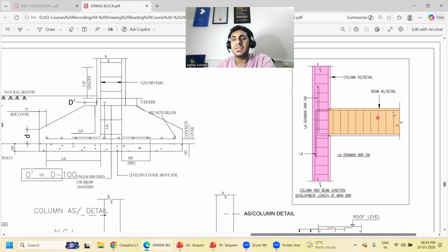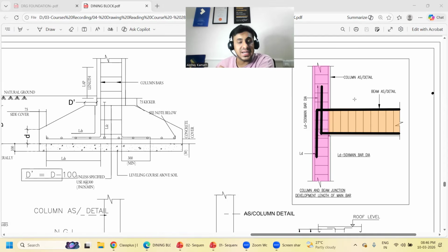So what is development length? Say this is my column and this is my beam. Usually my beam reinforcement should come and get anchored into the column. This is how it happens. This is my top bar. Similarly, the bottom bar I'll bring like this and take it like this, so that a proper fixity is attained here.